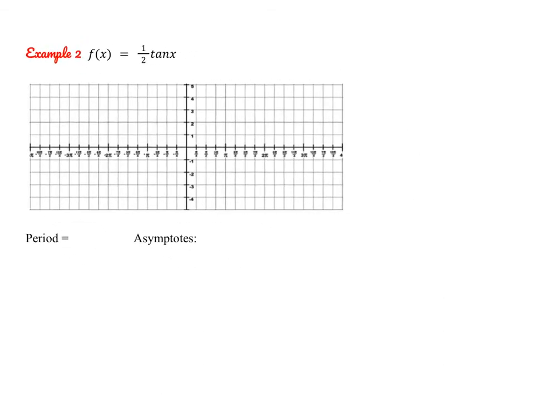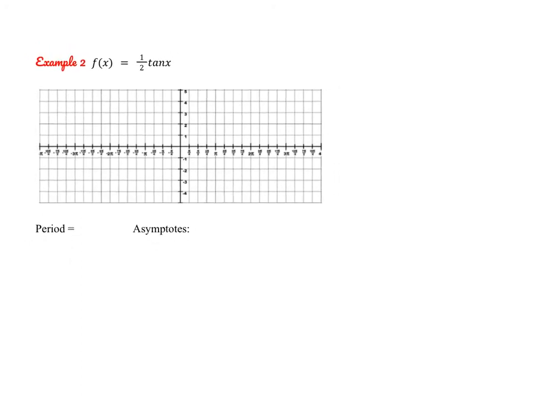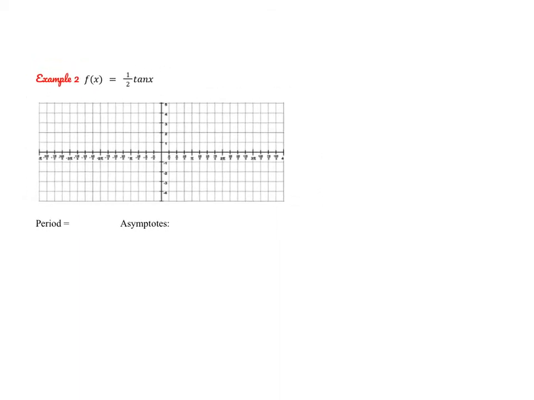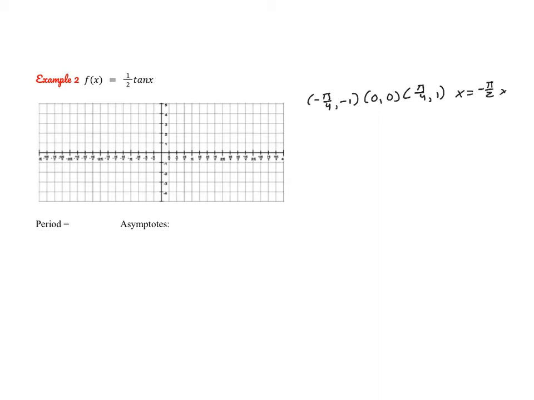All right, let's try another one together. So here I have 1/2 tangent of x. So same thing, let's start with our 3 key points and our asymptotes. So we have negative pi over 4, negative 1; 0, 0; and then pi over 4, positive 1. And then we have x equals negative pi over 2 and x equals pi over 2.